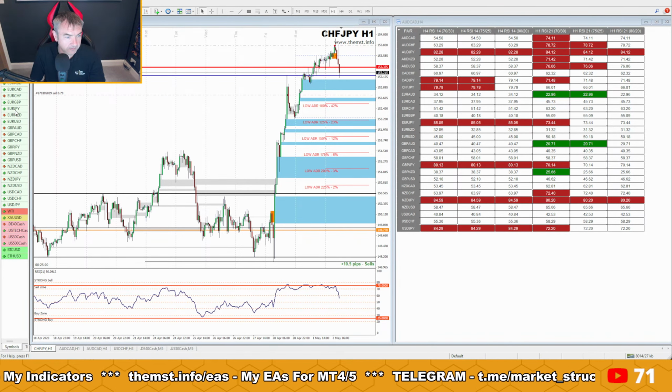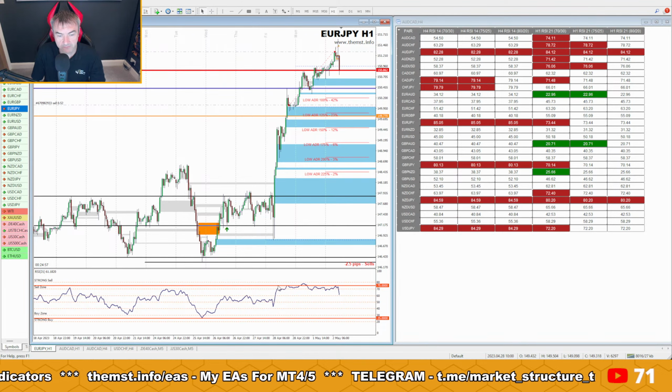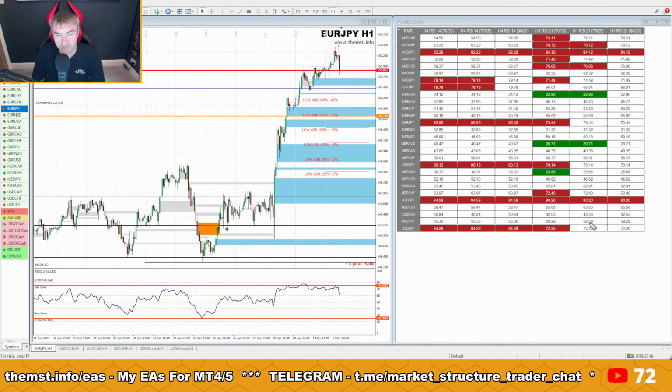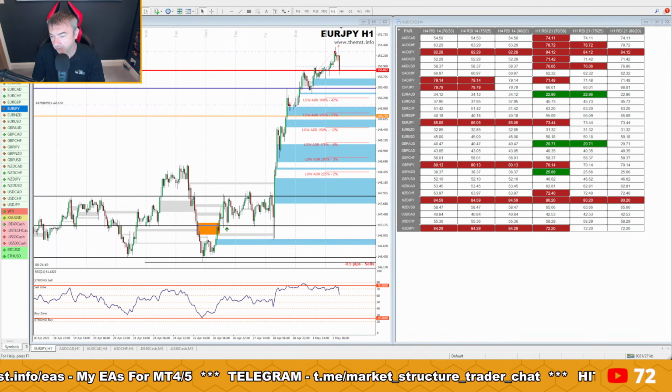Euro yen is the other, extended hourly RSIs. So extended and embedded on that one. Done a bit of drawdown control. Got a short on that. Lots of targets to the downside. Same thing as the Swiss yen, that one.